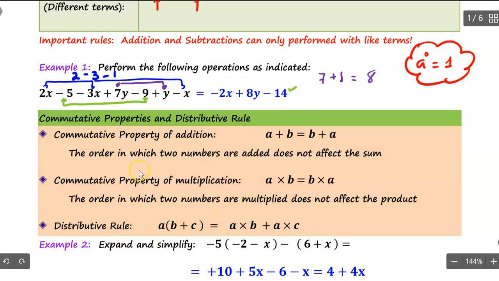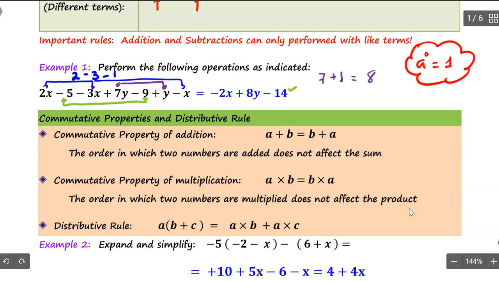Okay, so the next important rules are called the commutative properties and the distributive rule. The first one is the commutative property of addition. So if you are adding two numbers or two terms, you can switch the order of the terms. The order in which two numbers are added does not affect the sum. So if you have 2 plus 3, it's the same as 3 plus 2. Alright, okay. Commutative property of multiplication. If you multiply two numbers, a times b is the same as b times a. You can switch the position between these two. The order in which two numbers are multiplied does not affect the product.